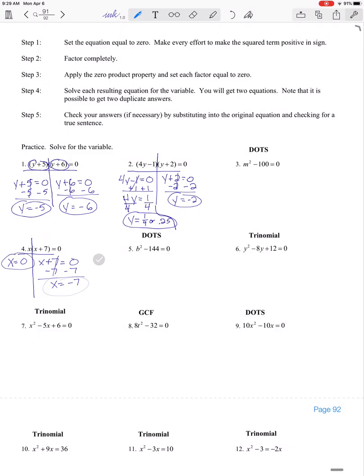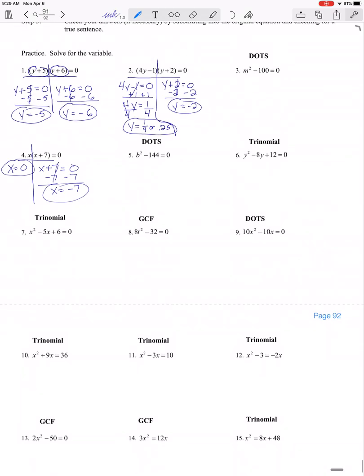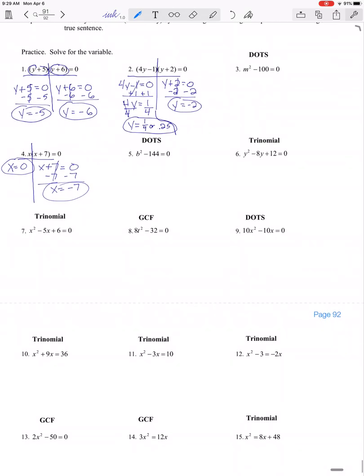Today I really want to focus on factoring trinomials. Now, we all know how to factor trinomials. You all did pretty well with that. So let's take a look at what we would do. For number 6, the first step is we always need to make sure we get the equation equal to 0.